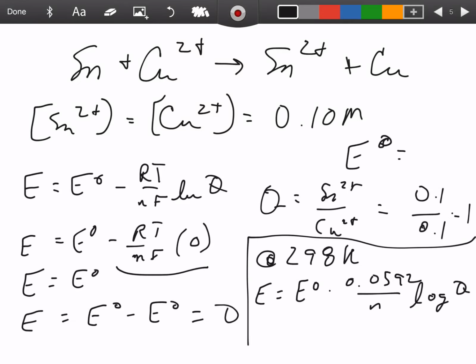And the reason that we can say that this is true is because we have a bunch of constants. R is a constant, T, because we're at 298 Kelvin, is a constant, F, Faraday's constant, is a constant, and so we can just leave N in as a variable. And then we've also converted the natural log to the base 10 log, and so when you take all those constants together, you find that the natural log converts to the base 10 log, and your constant now is 0.0592.